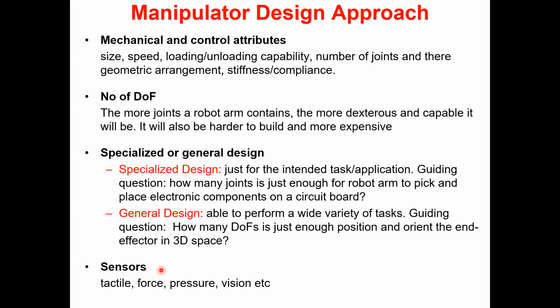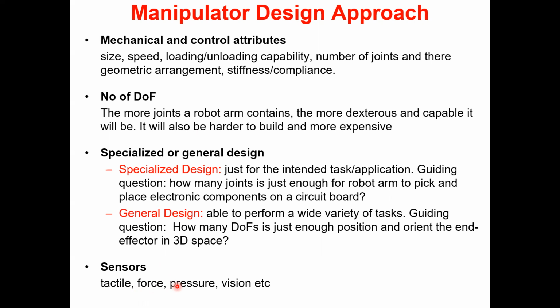But usually we don't refer to those joint encoders as sensors here. What we really refer to as sensors here is the application dependent sensors. What sort of sensors do you need for your applications? For example, if you handle objects, you need tactile force pressure sensors. If you want to use this robot manipulator for vision based applications, you need cameras, vision systems, like that.